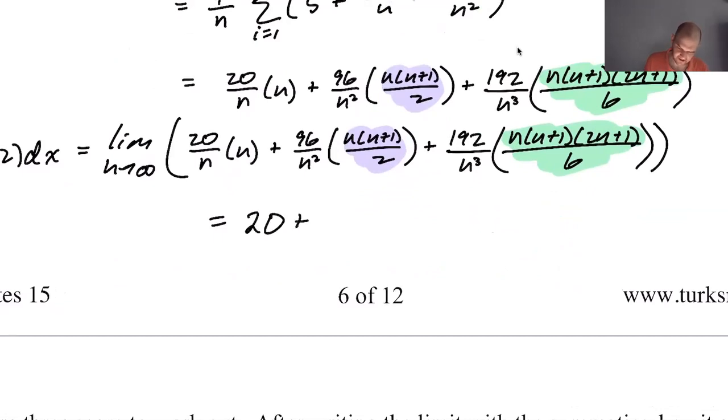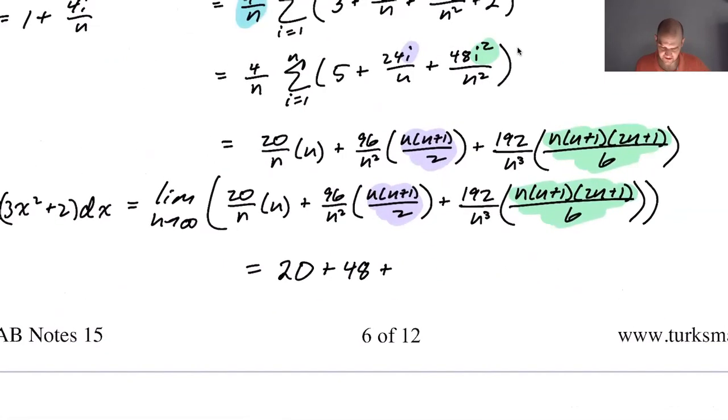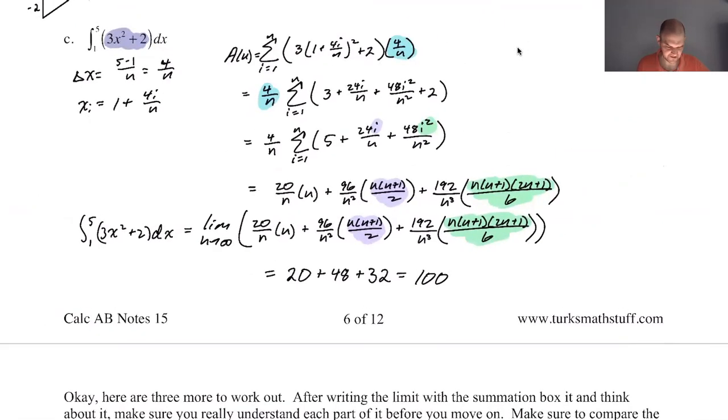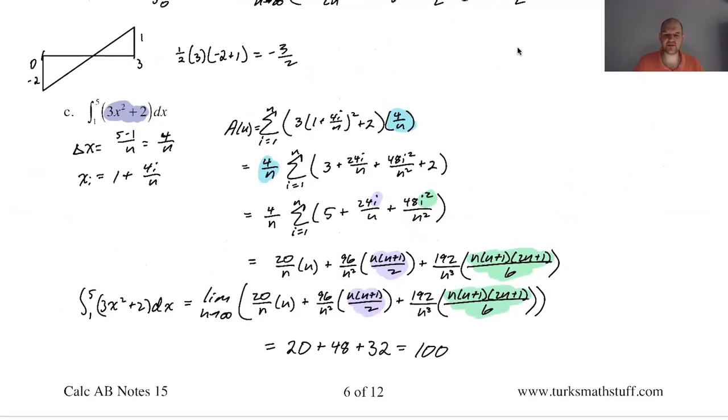20 plus 96 over 2 is 48, plus 192 over 6. Where 192 is 4 times 48, and 48 divided by 6 is 8. So I think that's 4 times 8, I think it's just 32, which would make this really nice. Is this just straight up 100? 50 and 50? That's suspicious. Let's go to the calculator.